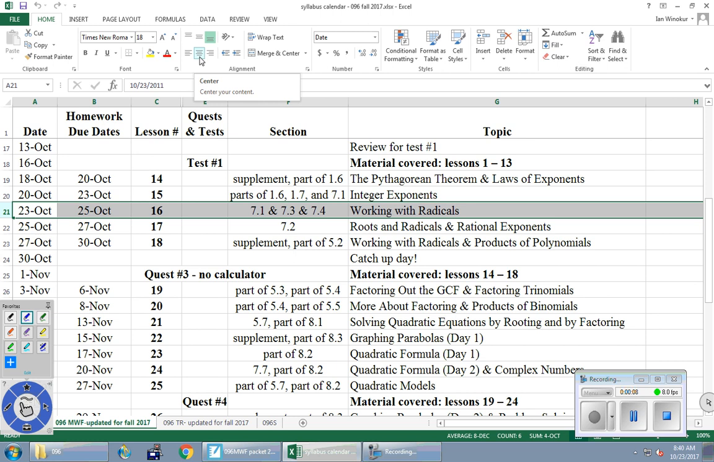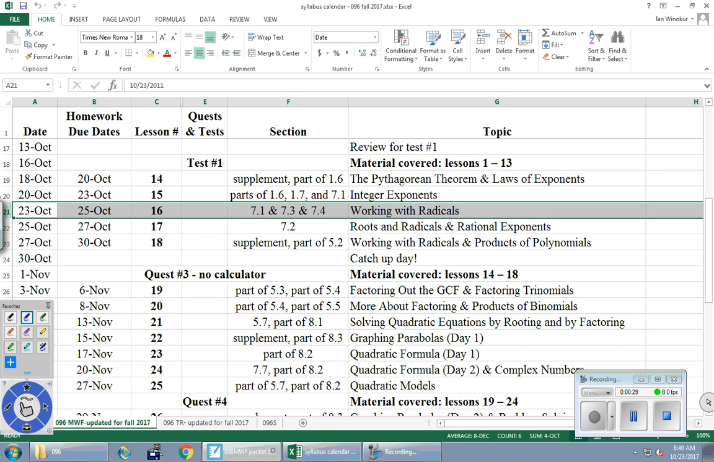Happy Monday. Today we're going to cover working with radicals. It's going to seem like this is a departure from our last two classes, which were about exponents, but very soon we will connect the radicals that we work with today with the exponents we've been working with the last few classes. Coming up in the not too distant future is our third quest. That's on November 1st. Questions on the calendar?